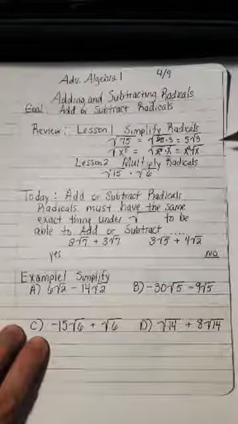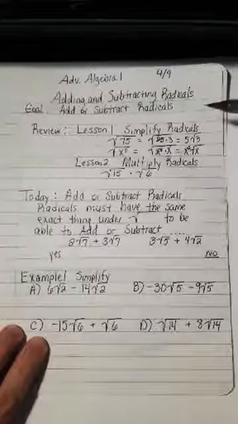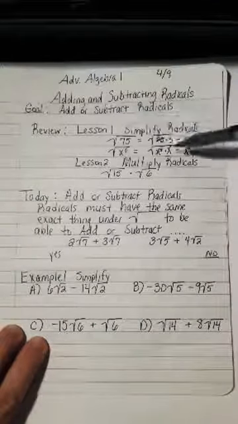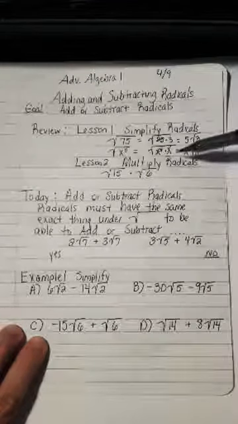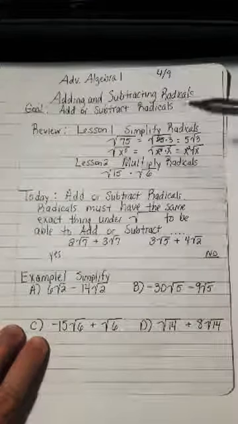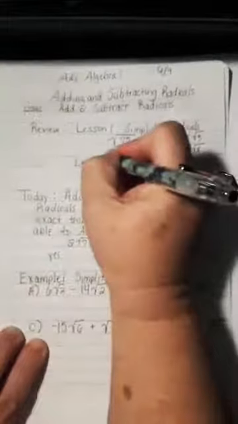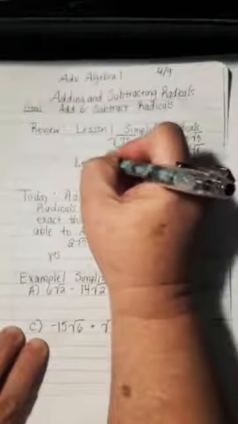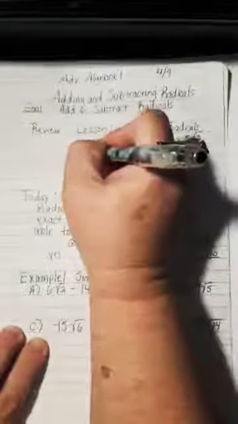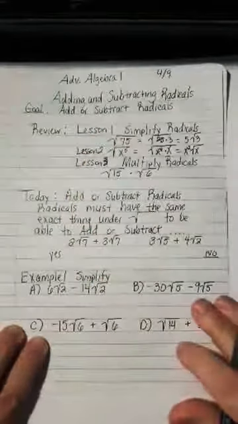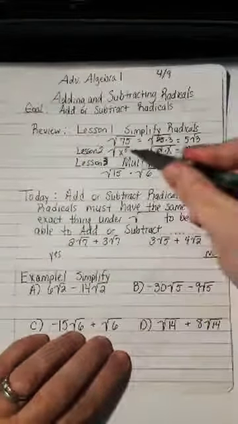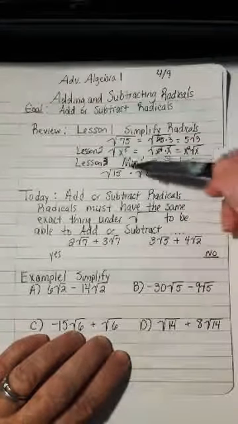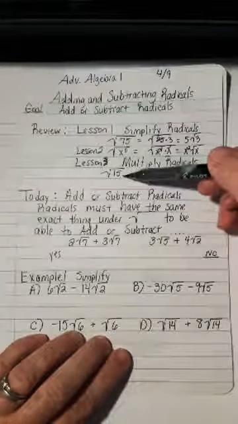So those were lessons 1 and 2, and I think this multiplying radicals was the 3rd lesson. So I'm going to put lesson 3 right here, and lesson 2, so it won't confuse you. Lesson 2 is the one with the variables, and lesson 3 is what we did Monday when you multiplied.